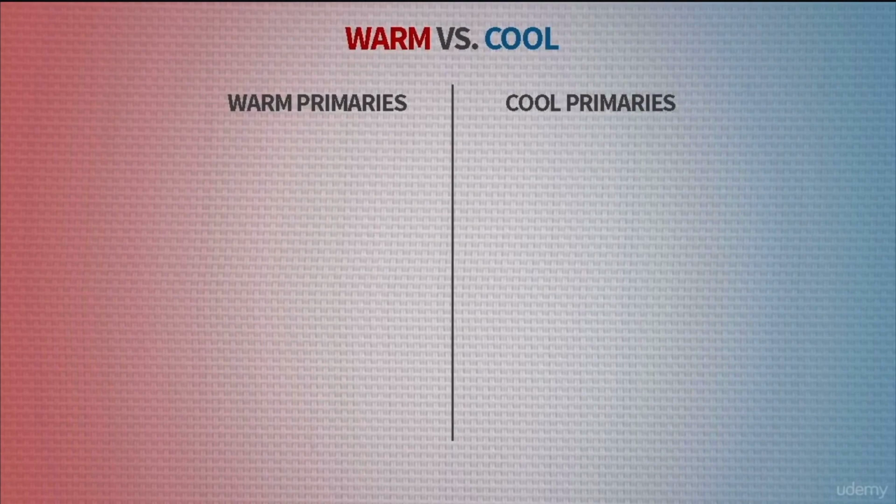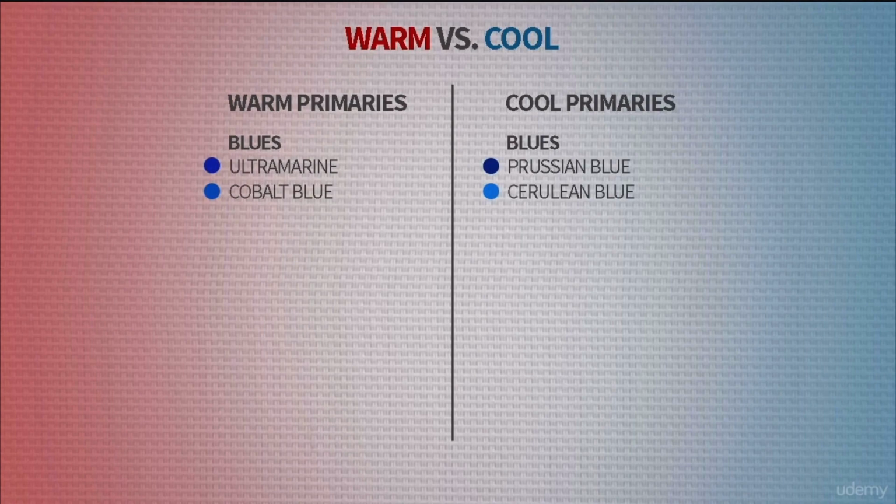Let's take a closer look at some of the warm and cool versions of primary colors. We'll start by looking at blue, which, according to color theory, remember, is a cool color. Blues, however, that lean to the warmer side include ultramarine and cobalt blue. Primary blues that lean to the cooler side include Prussian blue and cerulean blue.